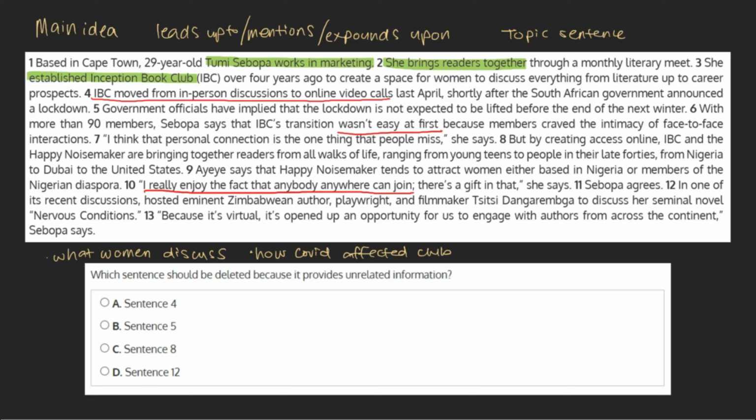As different aspects of the book club during COVID are discussed through the passage, we can see that this is our main idea. Now that we've established this, we can go through our choices and see if they contribute to or detract from this idea.